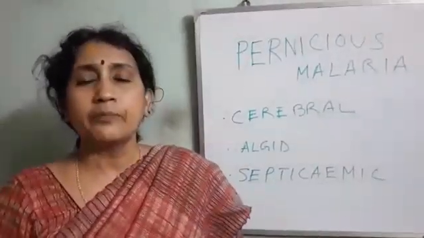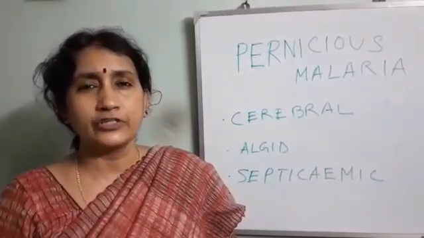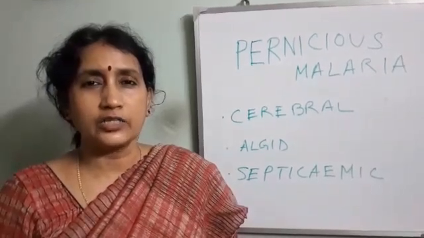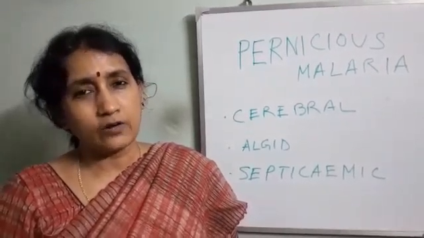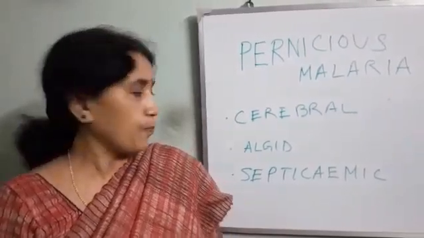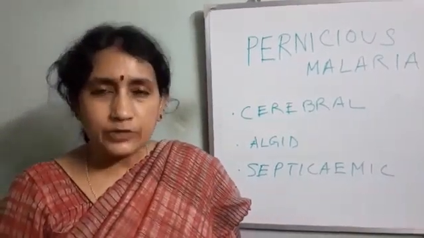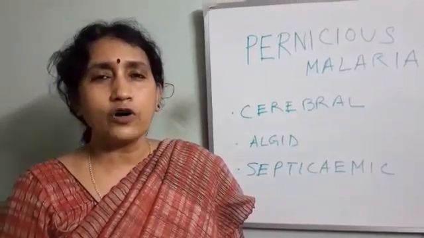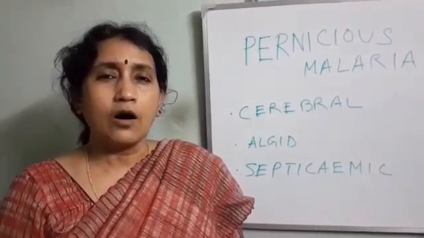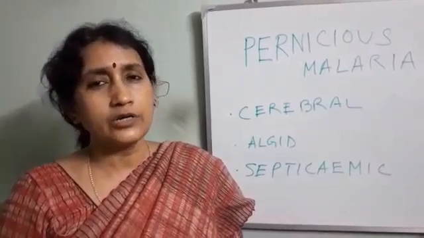Algid malaria: the patient presents with features of dehydration. There is vomiting, there is diarrhea, there is cold clammy skin, and here also death may ensue. And septicemic malaria: the patient presents with severe prostration, and there is also a chance of multi-organ involvement.